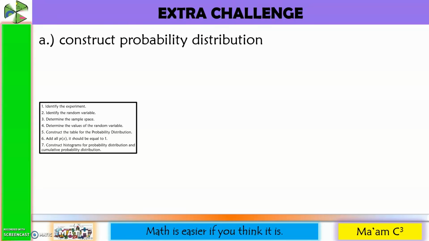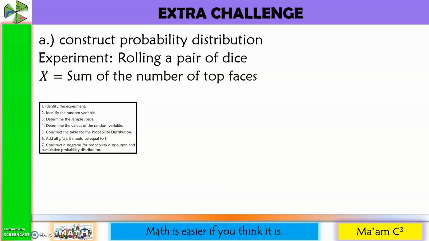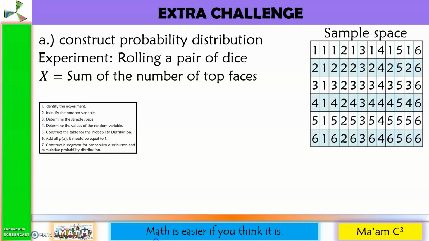Number 1, identify the experiment. Our experiment is rolling a pair of dice. Number 2, identify the random variable. Our random variable is the sum of the number of top faces. Number 3, determine the sample space. For the sample space, we have many possibilities.